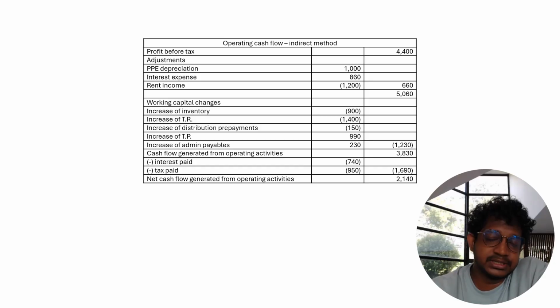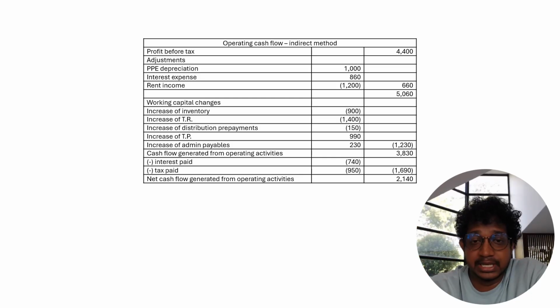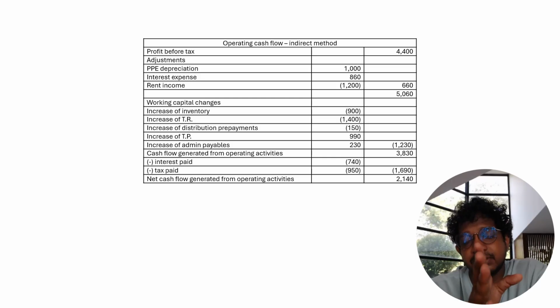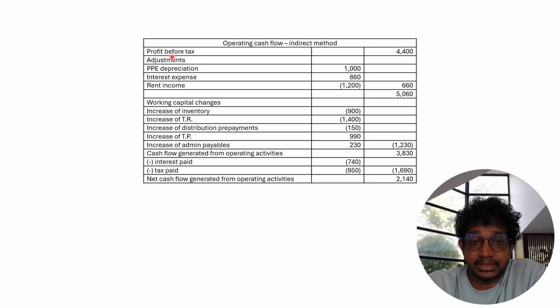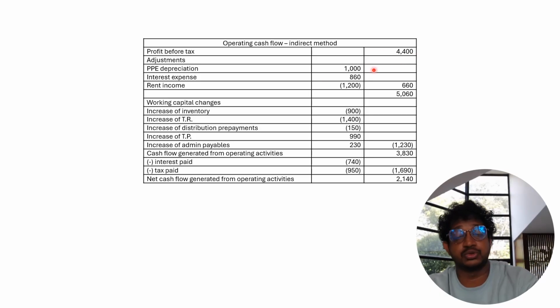And the last one, the same question you can prepare based on the indirect method. Here I am only discussing the indirect method operating activities, because in the indirect method and direct method, the investing activities and the financing activities are prepared the same way, right? So the base for the indirect method is the profit before tax given in the income statement. And here you have to add the PPE depreciation because it's a non-cash activity. We consider this PPE depreciation as an expense and it's already deducted, so to reverse that entry, you have to add PPE depreciation back.